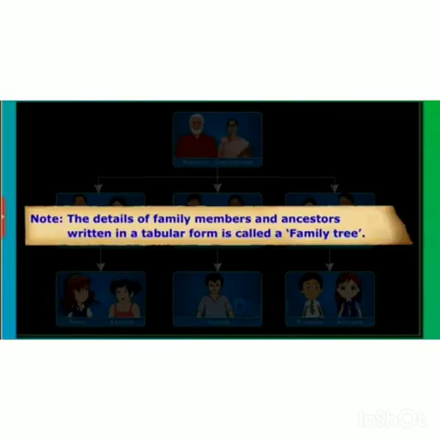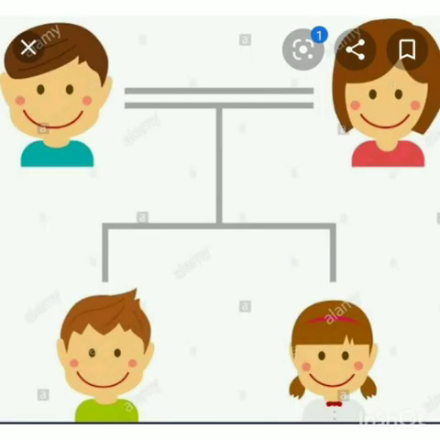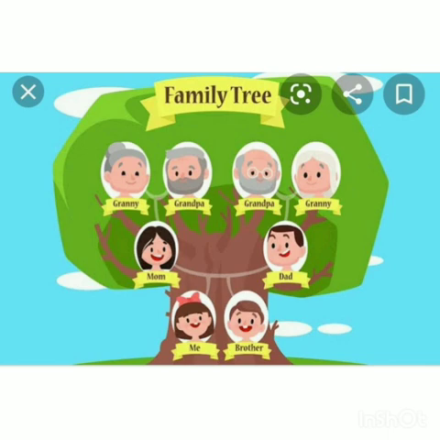Note, my dear children, the details of the family members and ancestors written in a tabular form is called a family tree. See this picture now. What does this picture show you? It is a nuclear family because there are two children with their parents. If your family is like this, then your family is a nuclear family. Children, if you are living with your parents and your mother's father and mother or your father's parents, then you are living as a joint family.